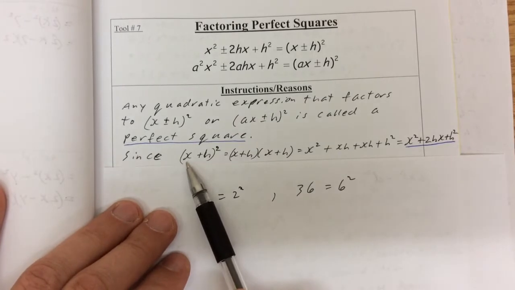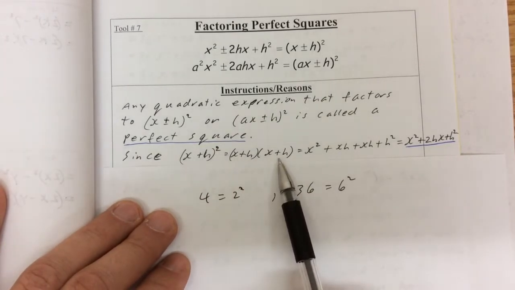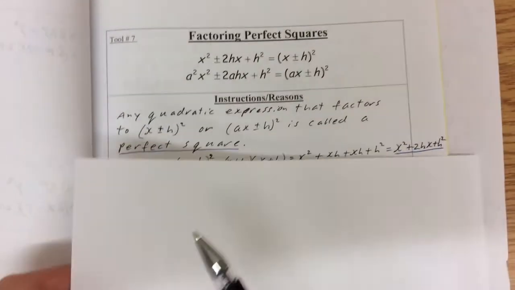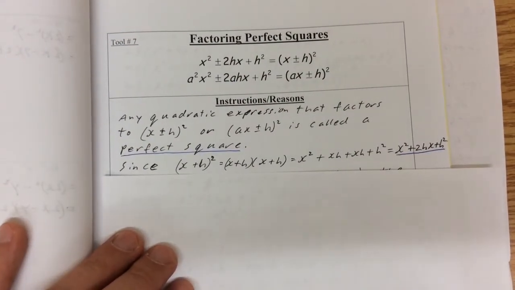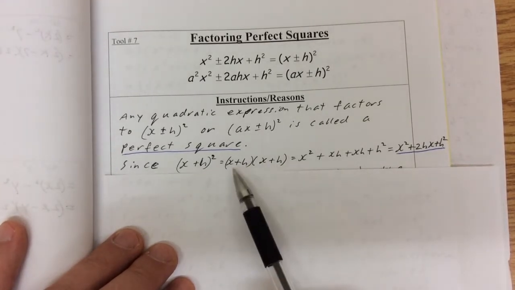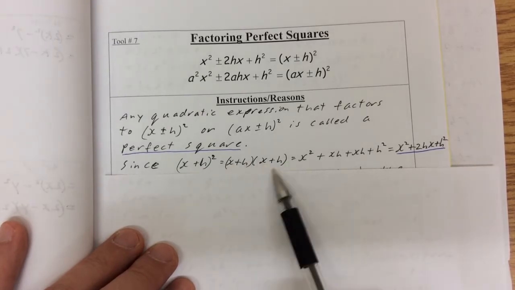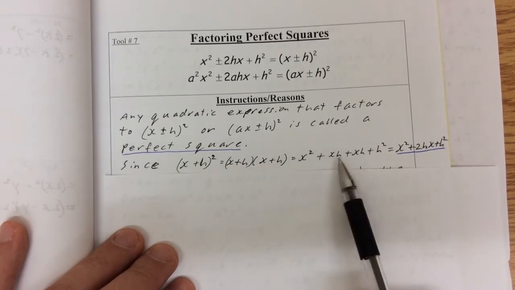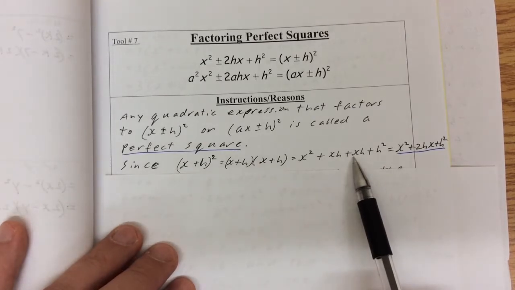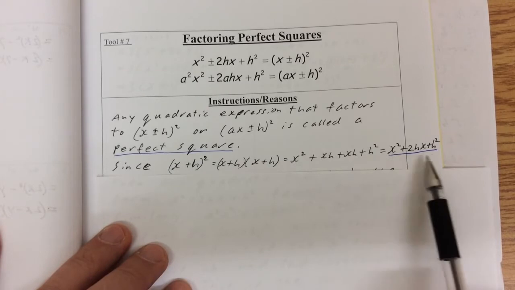Let's take a look at x plus h. X plus h squared is x plus h times x plus h. When we expand it out, the first term gives me x squared. The middle term is going to be xh plus xh. Instead of being like the difference of squares where these cancel out, they're the same sign, so they actually double. And then the last term is h squared.